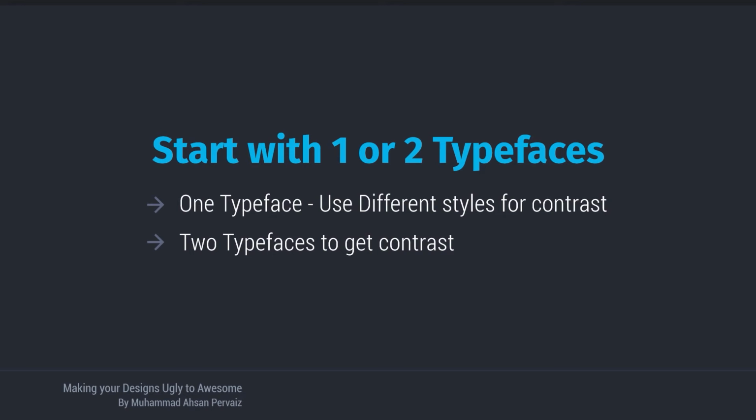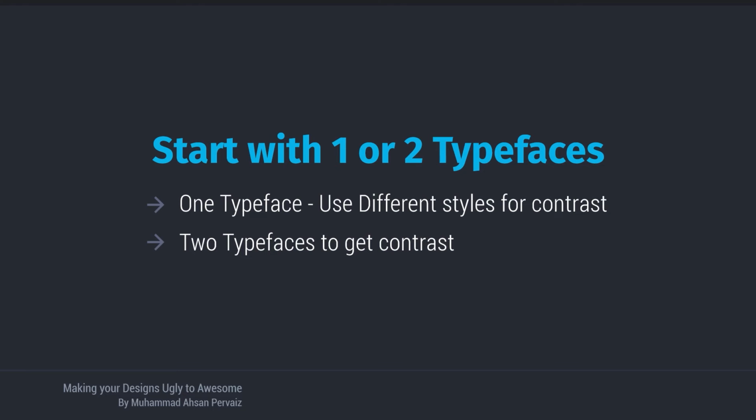Now the first tip I give to the novices or all the designers is start with one or maximum two typefaces. Don't try to use 3 or 4 typefaces and mix them. Try to select one typeface which has a lot of different styles, like Open Sans or Roboto. Roboto has maybe 30, 40. It is a very big family and you can combine different styles and create a nice design.